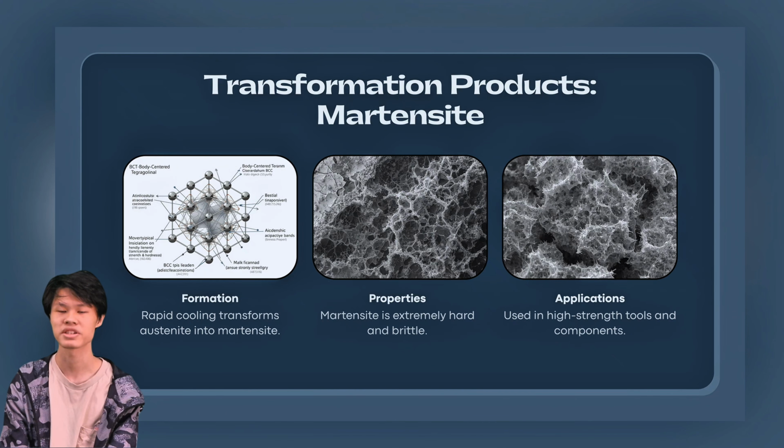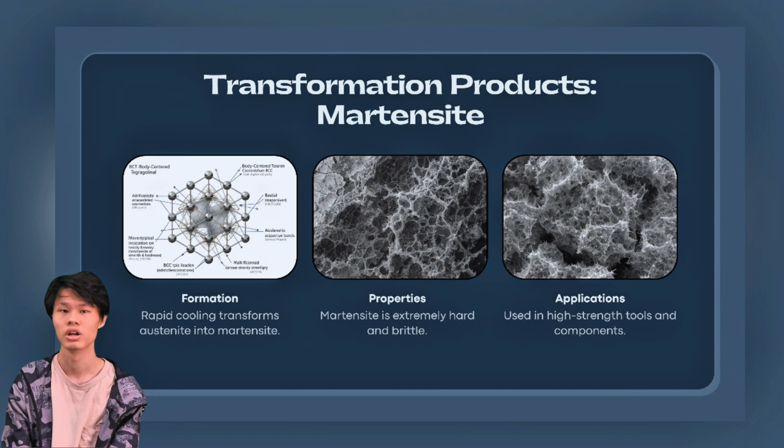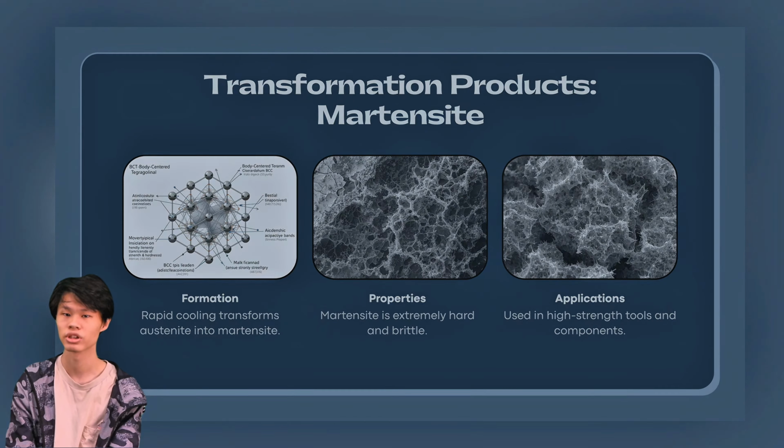Moving on, martensite is formed from rapid quenching. It forms when cooling is so quick that it avoids all the TTT curves. It has a diffusionless transformation, which means that atoms only shift small distances. For martensite, the transformation is extremely fast and the percentage of martensite formed depends on the final temperature reached. Its applications are in high-strength tools and components.